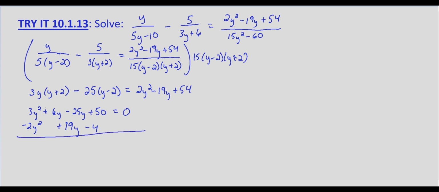We already have the equal 0. So I'll simplify this: 3y squared minus 2y squared is just y squared. And we have 6y minus 25y, that's going to be negative 19y plus 19y, which is just 0. So these cancel. And then 50 minus, it should be minus 54, not just 4. The difference is negative 4. So 50 minus 54 is minus 4 equals 0. That's a difference of squares that just equals part of our original denominator, y minus 2 times y plus 2.